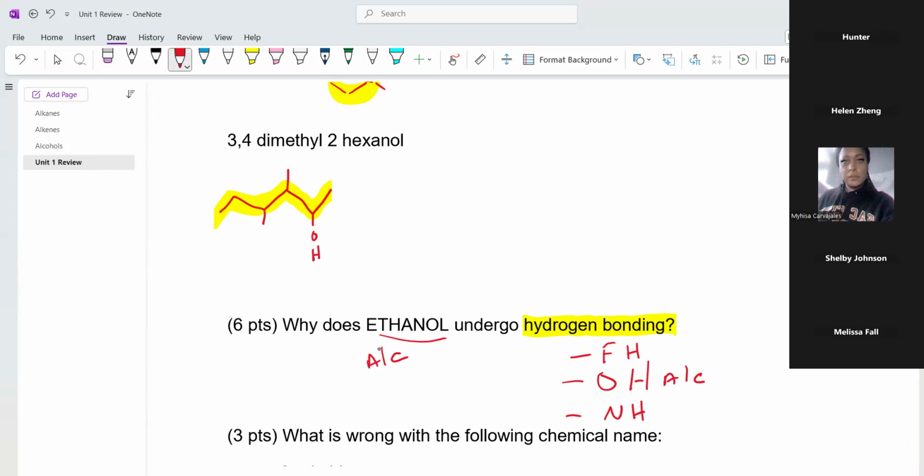Now, on one of the practice tests, I had this here. It's an ether. It is a dimethyl ether. Why does dimethyl ether not undergo hydrogen bonding? Because it doesn't have an FH, OH, or NH. It only has an OC.